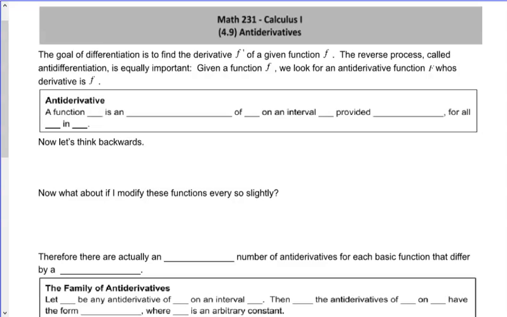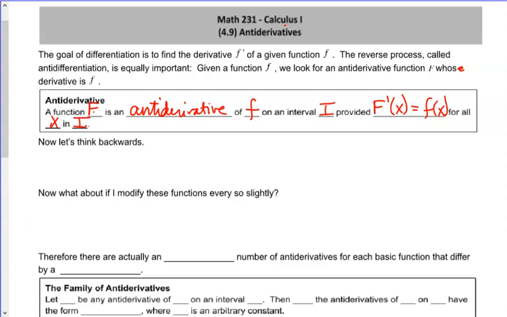Need an E right there. Okay, or whose derivative is f. So here's kind of the definition that we're going to hold for just a little bit here. A function F is an antiderivative of f on an interval I, provided that the derivative F prime of x is equal to the function value f for all x in I.